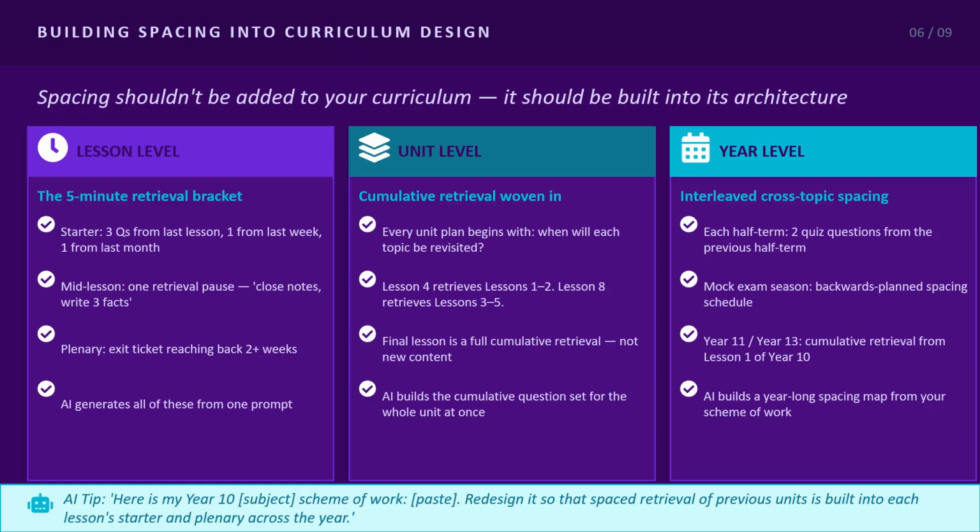Lesson 4 should retrieve lessons 1 and 2. Lesson 8 should retrieve lessons 3 to 5. The final lesson of every unit should be a full cumulative retrieval lesson. Not a lesson introducing new content, but a lesson where students retrieve everything covered in the unit at intervals that are already beginning to space.